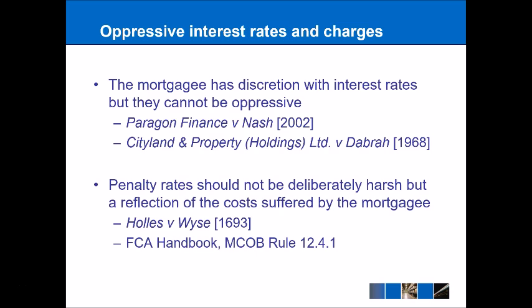Now, when it comes down to penalty rates, the idea behind this is that it should not be deliberately harsh, but it should reflect the cost that's been endured by the mortgagee, say in administration costs for going through all the processes, but they should not be penalising in the sense of just deliberately high for the sake of penalising the mortgagor. And this goes way back to the case of Hollis and Wise in 1693. So there's a really long line of authority for this idea.